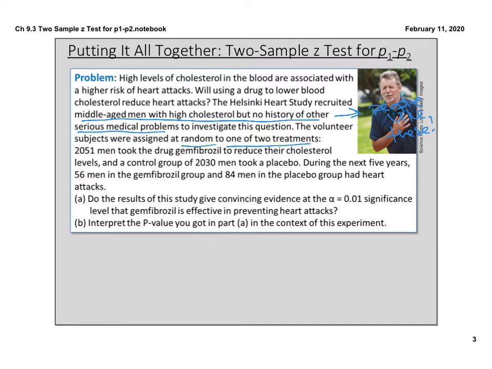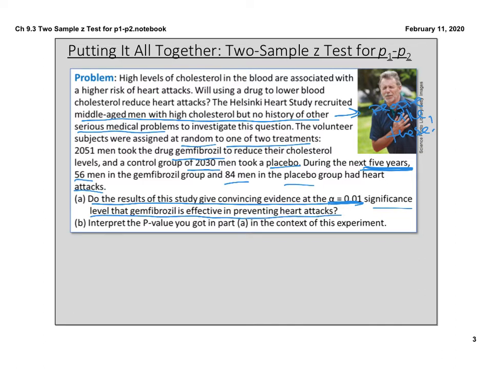So 2,051 men took the drug gemfibrozil, I'm probably saying that really wrong, to reduce their cholesterol levels, and a control group of 2,030 men took the placebo. During the next 5 years, this is an extended study, 56 men in the gemfibrozil group and 84 men in the placebo group had heart attacks. So, here's the question. Do the results of this study give convincing evidence at the alpha 0.01 significance level that the drug is effective in preventing heart attacks?